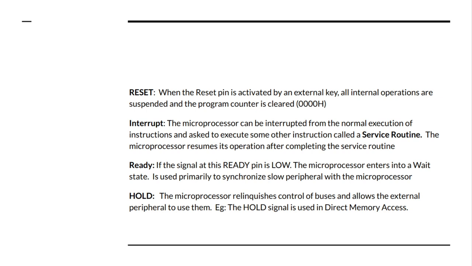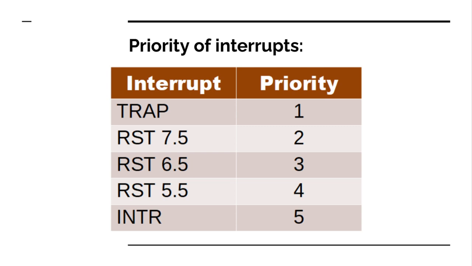Hold. The microprocessor relinquishes control of the buses and allows the external peripheral to use them. The hold signal is used in direct memory access. The microprocessor relinquishes the control of buses and allows the external peripheral to use them. Example, the hold signal is used in the direct memory access.